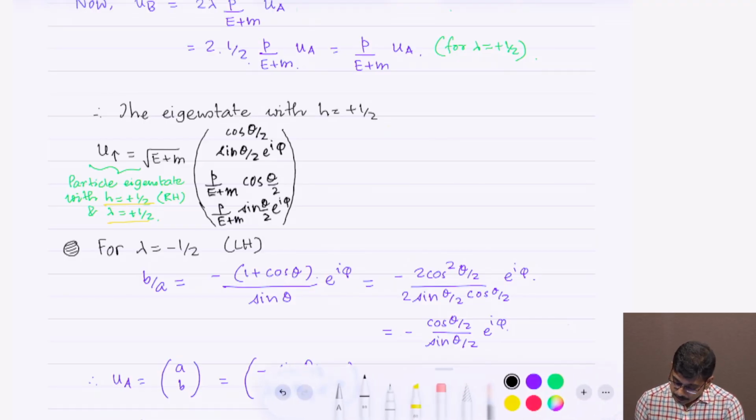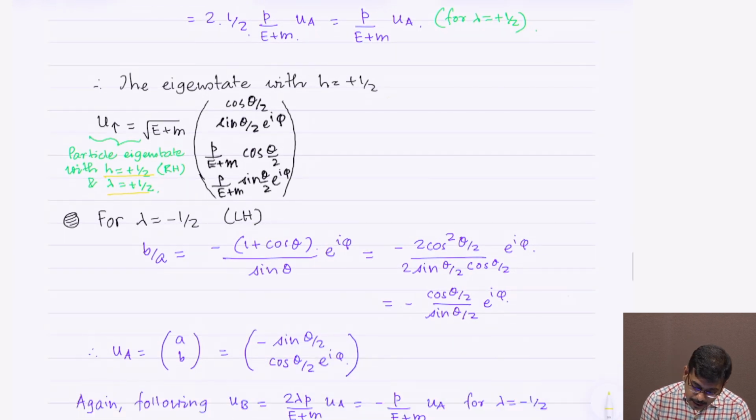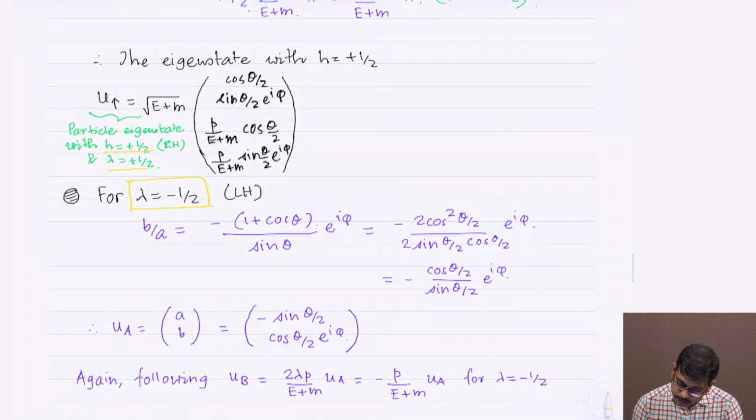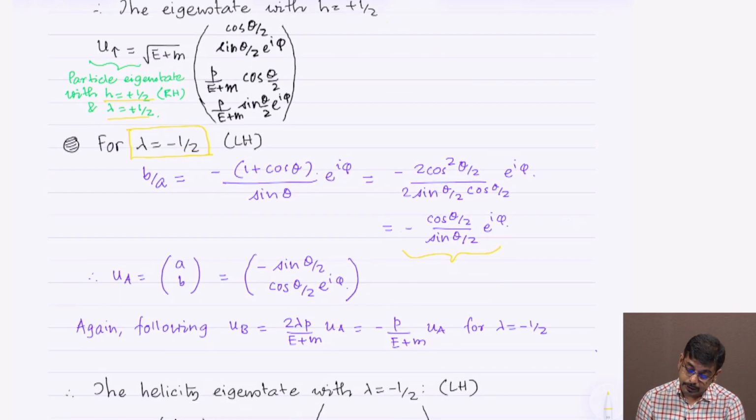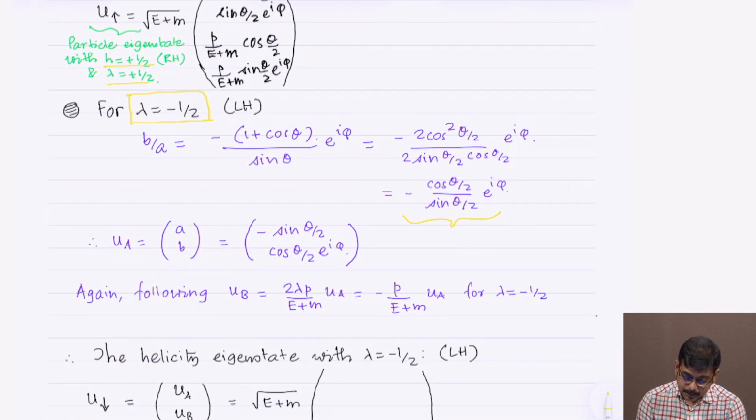Similarly, this is for lambda equal to half case, and for lambda equal to minus half, I will just utilize the same B by A equation with lambda equal to minus half, and I found that the ratio turns out to be minus cos of theta by 2 by sin theta by 2 into e to the power I phi. Once again, that gives me a choice that I can choose my UA to be minus sin theta by 2 and cos theta by 2 e to the power I phi.